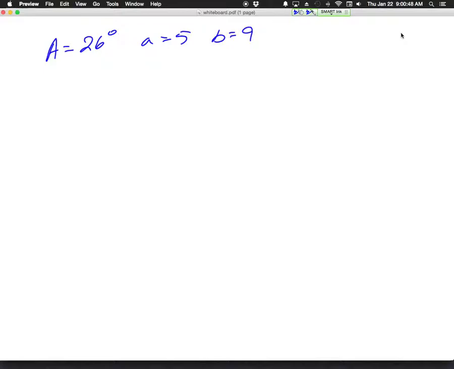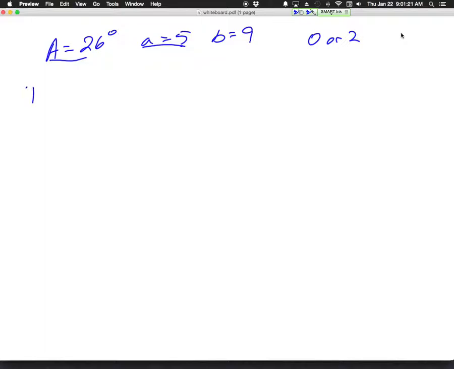Okay, angle A is 26 degrees. Side A is 5, and side B is 9. So we know it's going to be 0 or 2. The matching angle is smaller. Okay, here's my match. Notice that this matching side is smaller than the other side, so that means I'm going to get 0 or 2. So that's what I want to determine first, is 0 or 2.